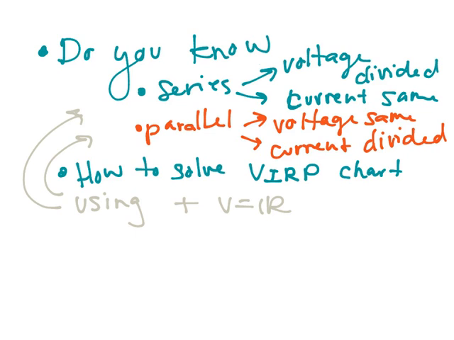Alright, so just check with yourself that do you know that if they're in series, their voltage will be divided, normally unevenly, and in series, the current will be the same for both. If they're in parallel, their voltage will be the same for both, but their current will be divided unevenly based on the total resistance, or the V equals IR Ohm's law. So you should know how to solve VIRP charts using a circuit, these rules, and V equals IR, as well as finding equivalent resistance.